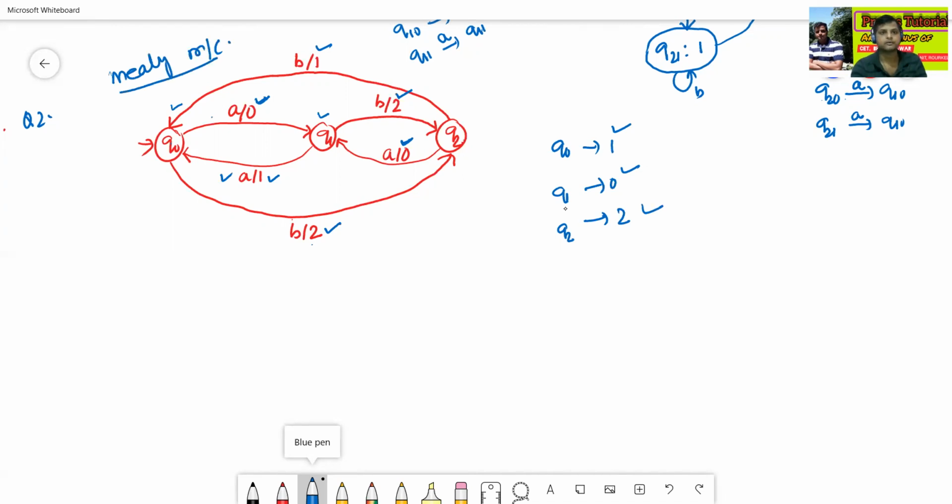Okay, now we'll construct the Moore machine. We need only 3 states, because every state has only one incoming output. So this is Q0, but its output is 1.